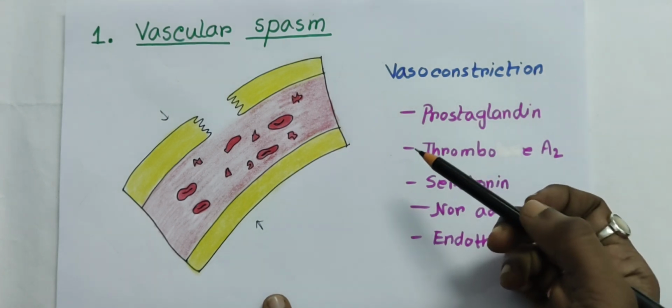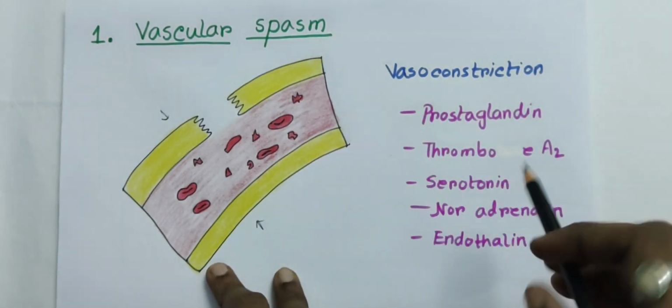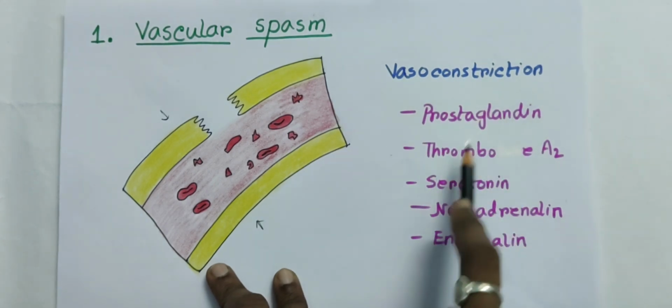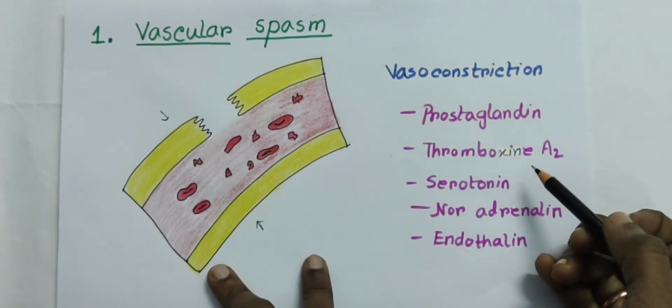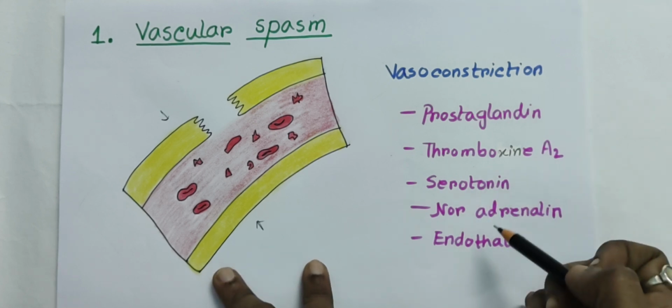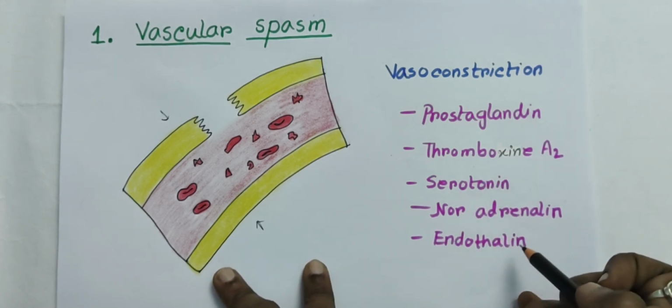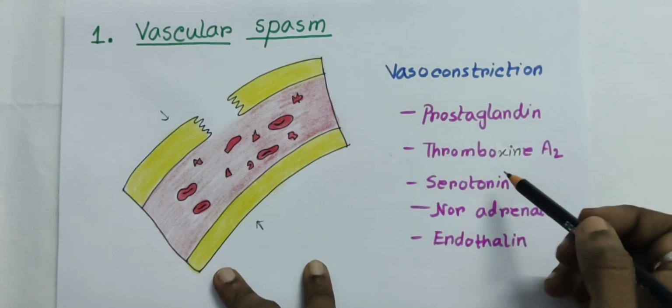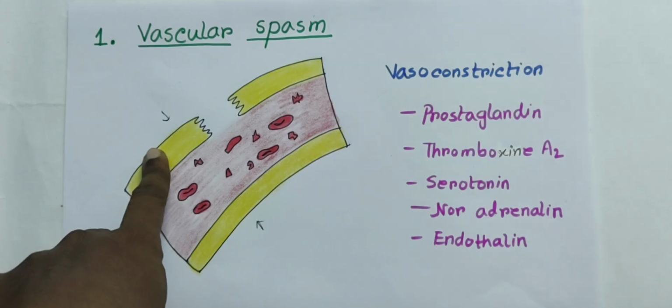The factors that cause the vascular spasm, the vasoconstriction, are prostaglandin, thromboxane A2, serotonin, noradrenaline, and endothelin. These are the components that stimulate the vasoconstriction.